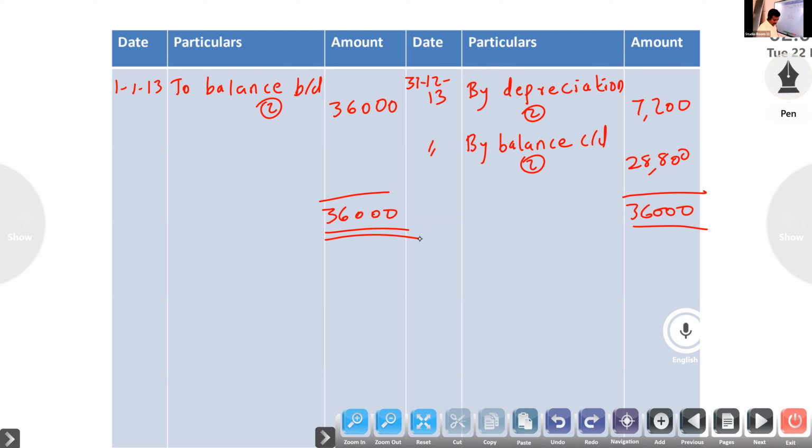So next question onwards, you have to take little more care. So pattern will be like that only. 3 machinery should be there, purchase, and one will be sold.